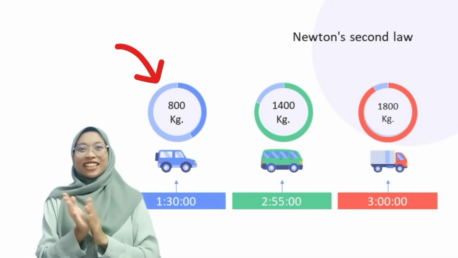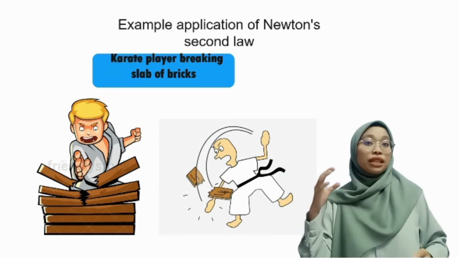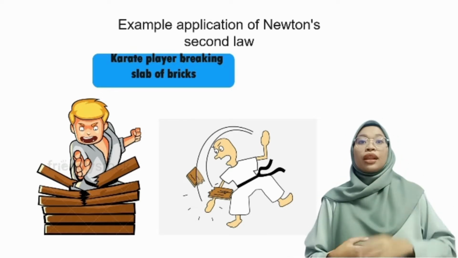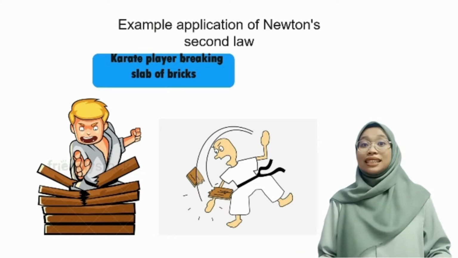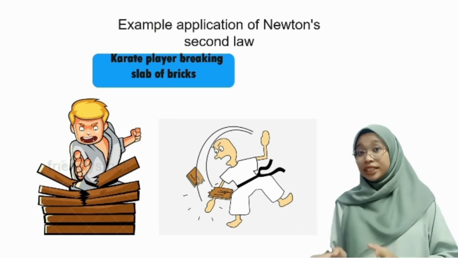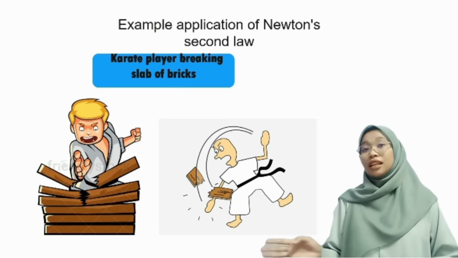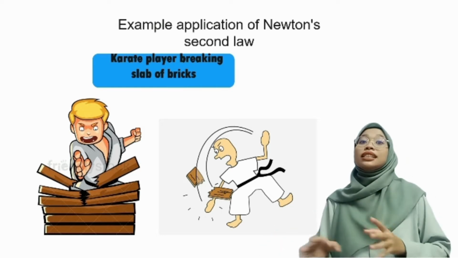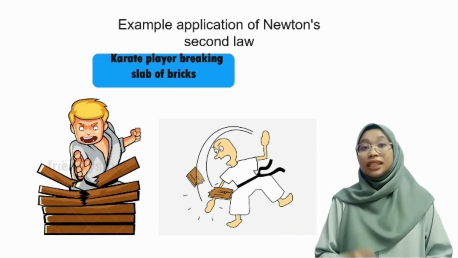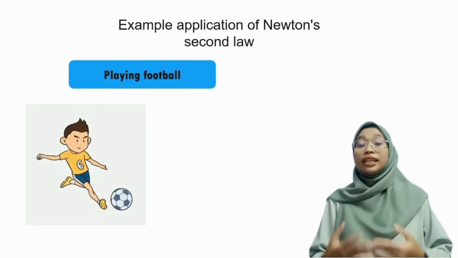Good job, everyone. Okay, now we will see some examples of the application of Newton's second law in real life. Firstly, a karate player breaks a slab of bricks. Since force and acceleration are directly proportional, the player often moves their hand over the brick slab faster, right? This allows him to accelerate and generate more force. The bricks can be broken with enough force. Secondly is playing football.